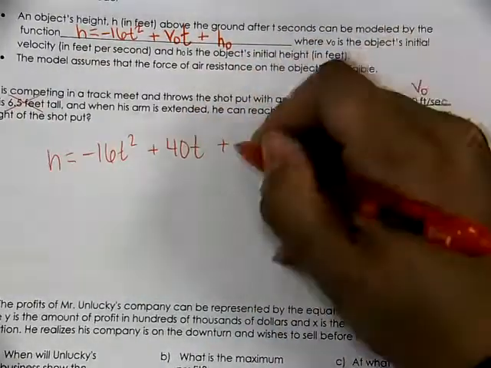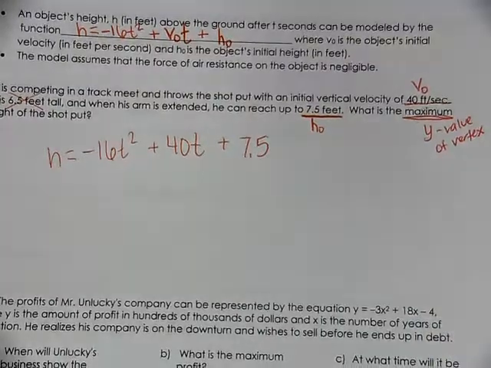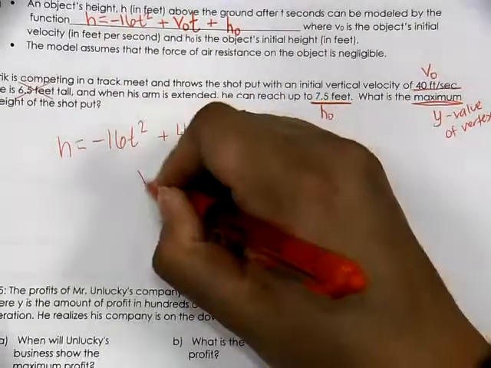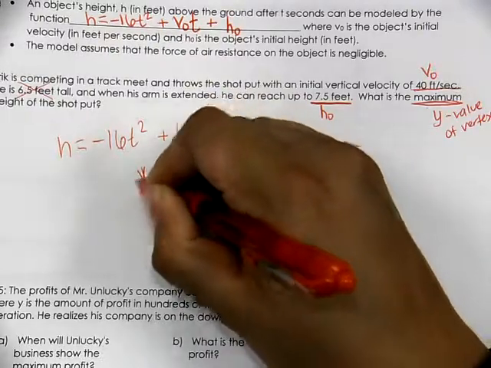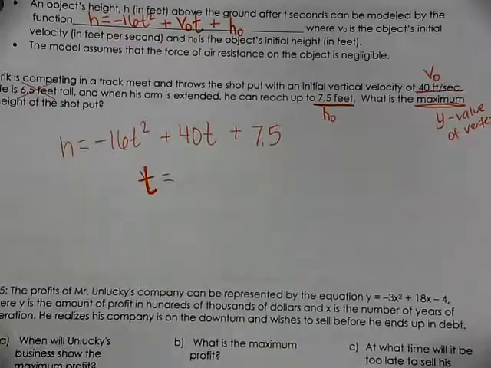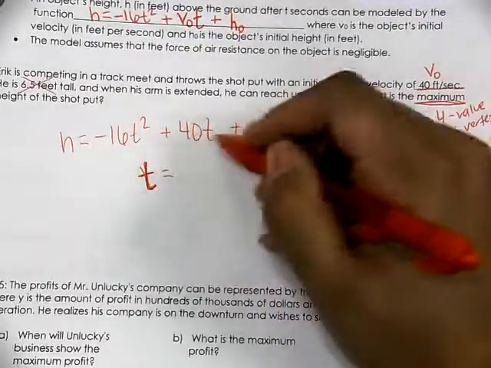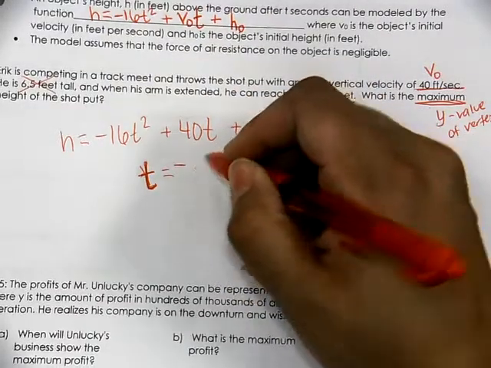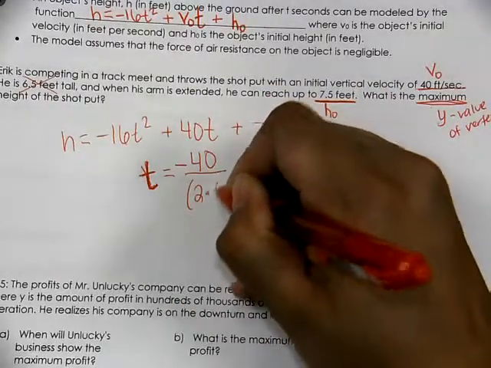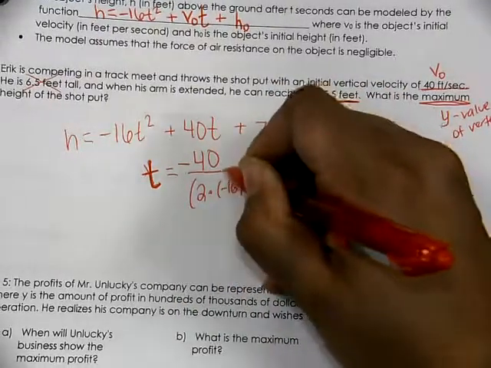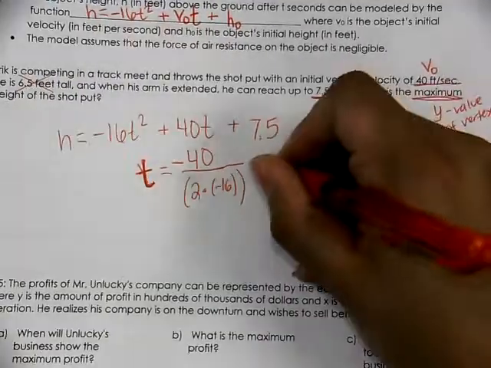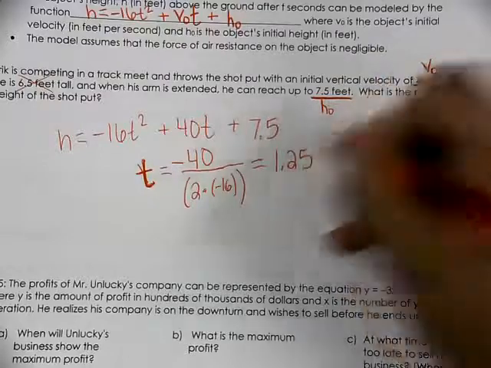40t plus 7.5. Okay, so we're not graphing it or anything. We are just coming up with the maximum. So to do that, we have to use the equation for the AOS. I'm going to say t equals here, even though we said x equals on the front page, because these are t's now. It's the negative b over 2a. So we'd have negative 40 over 2 times negative 16. All right, and using a calculator, that comes out to 1.25.